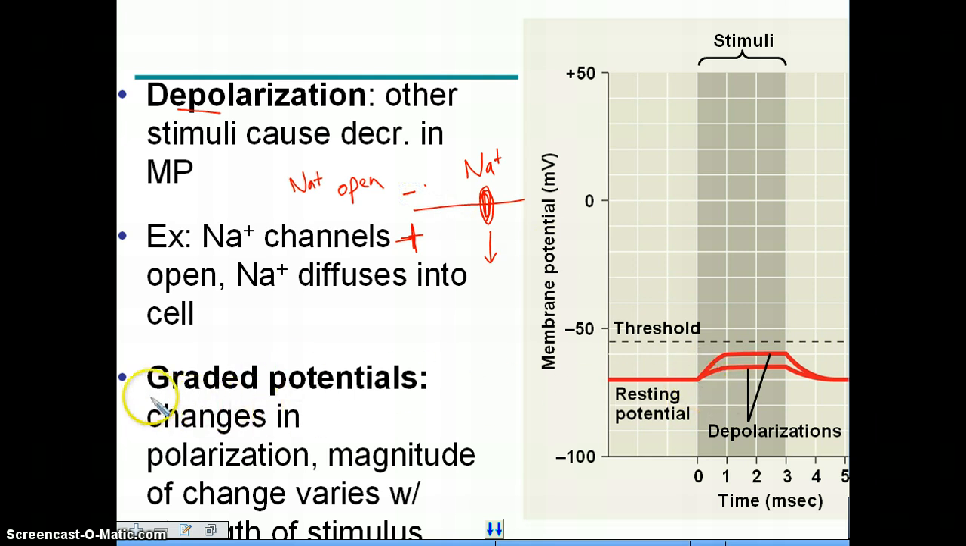Now, certain portions of a neuron can experience these graded potentials where you open some of the sodium channels, and that creates a more positive environment inside the neuron or inside the membrane, but it's not enough to reach threshold and open up all those sodium channels.